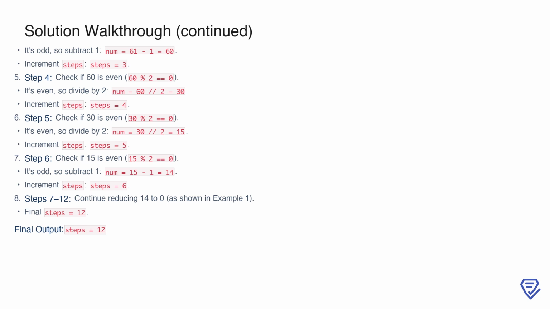At this point, reducing 14 to 0 follows the exact same steps as in example 1, which requires 6 additional steps. Adding these to our current count gives a total of 12 steps. Therefore, the final output for this example is steps equals 12.